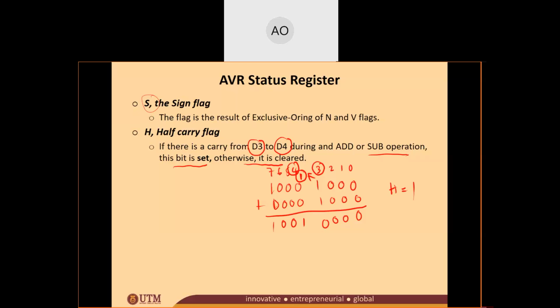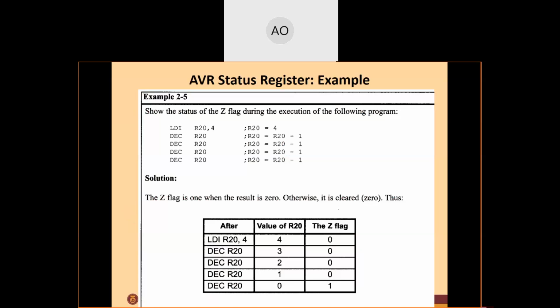Okay, so let's look at another example. So you have this one, for example. Okay, 0011. Okay, you add this number here. So there is no carry from bit 3 to bit 4. What happens is your H automatically becomes 0. Okay, so any questions for this?